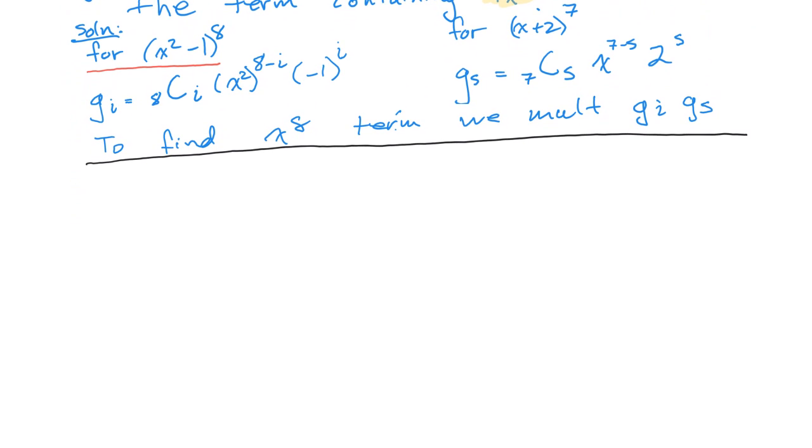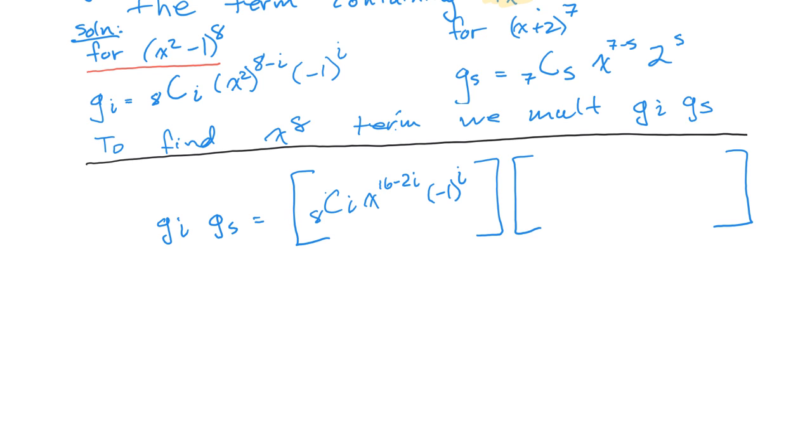So now G of i is given by this, and G of s is literally just going to be this. For a simplification of G of i, we're just going to make sure that we expand the x squared to the 8 minus i to get x to the 16 minus 2i. So this will cut down on our calculations for later. And then we're going to put in our G of s.